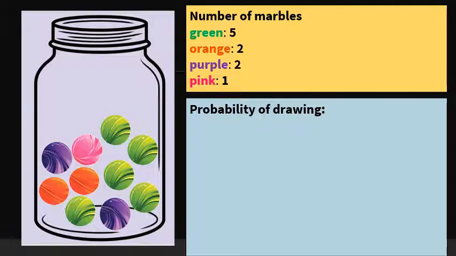Let's look at a jar again, but with different marbles inside. So now we have a total of 10 marbles. I can see that there are 5 that are green, 2 that are orange, 2 purple, and 1 pink. So the probability of drawing a green marble is 5/10. That's because there's 5 green marbles, 10 marbles altogether. So representing the green marbles as a proportion of the total population of marbles is 5/10. Or I can also see that half of the marbles are green. So I can say that there are half. These two are equivalent fractions.